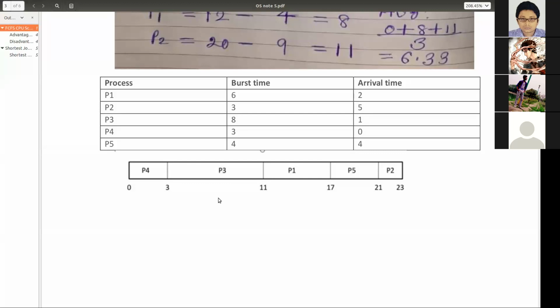Just a correction: process P2 will be finished at time unit 24, because process P2's burst time is 3 given here. So as per the burst time 3, it will be 24. And with that assumption, just calculate the turnaround time for each and every process and tell me. Just do it and tell me.